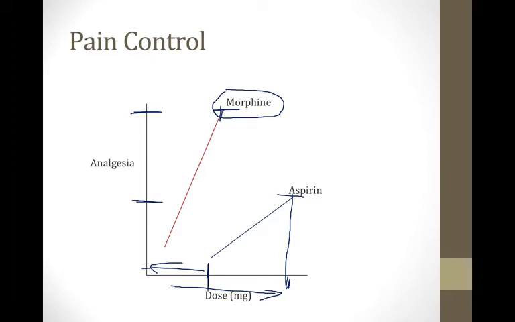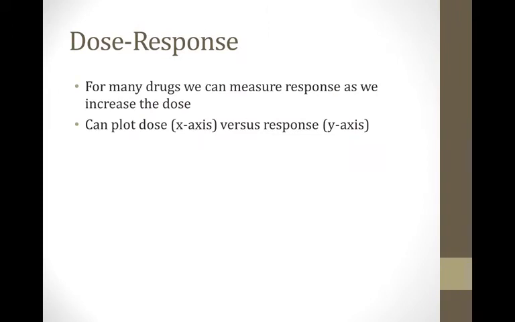Now we're going to talk about a very important concept in pharmacology, and that's the relationship between the dose of medication and the response you see clinically in the patient. So for many drugs, we can measure the response as we increase the dose. And this means that we can plot the dose on the x-axis versus the response on the y-axis. And this is called a dose response curve.